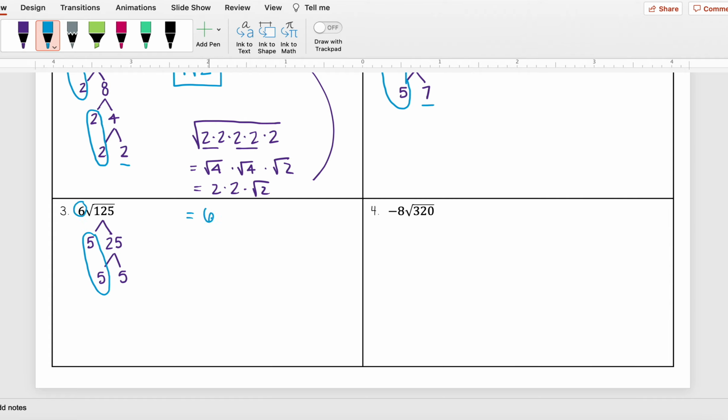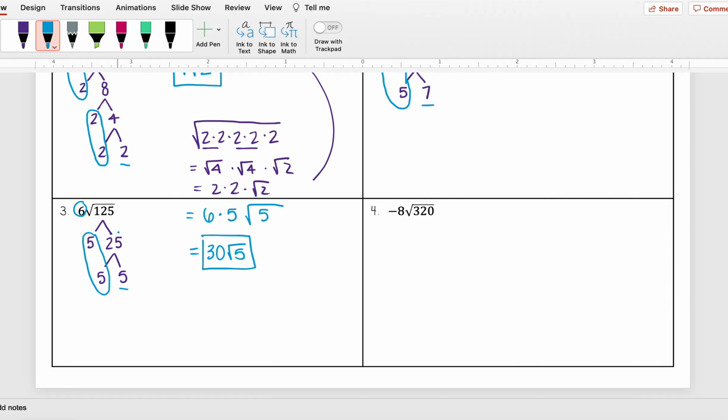So 6 is going to be there first, then times 5. And now I need to see what I did not use. And I see I didn't use 1 5 here. So that 5 is going to remain under the radical. And then when I do 6 times 5, I get 30.